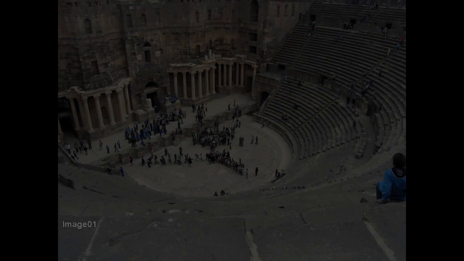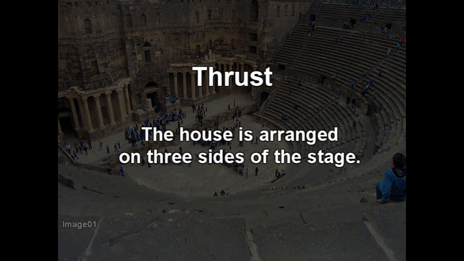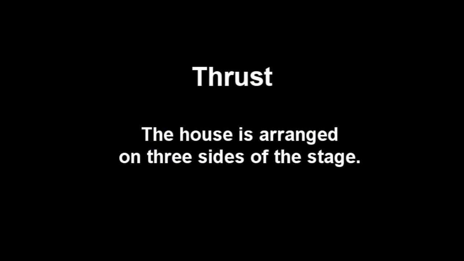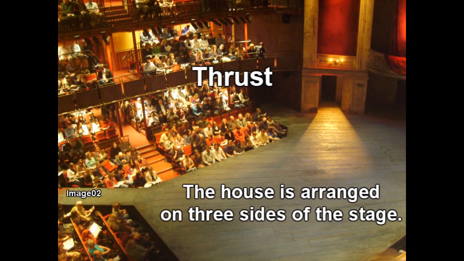The proscenium arch space is the most common style of theater arrangement today. Another that is not so common, but in many ways is as old as theater itself, is the thrust space. The thrust is a staging arrangement that has the audience situated on three sides of the performance. It's as if the stage was thrust into the audience.